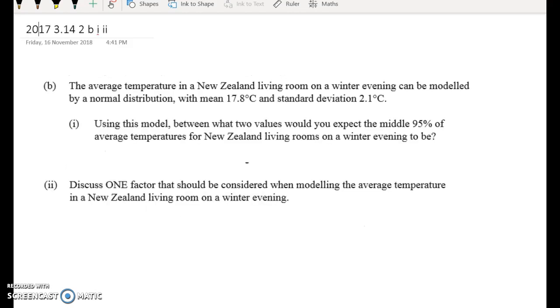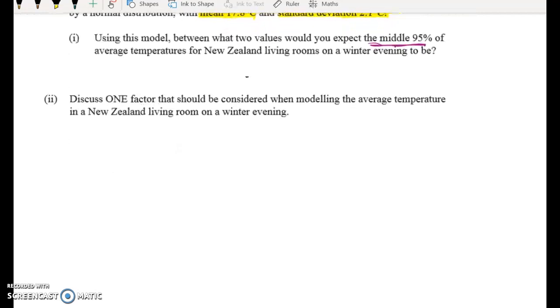So this one is all about the normal distribution to start off with, and it starts with an achieved question, then there's a merit question and a harder excellence question. We're told that the average temperature in a New Zealand living room on a winter evening can be modelled by a normal distribution with mean of 17.8 degrees Celsius and standard deviation of 2.1 degrees Celsius. Using this model, between what two values would you expect the middle 95% of average temperatures for New Zealand living rooms on a winter evening to be?